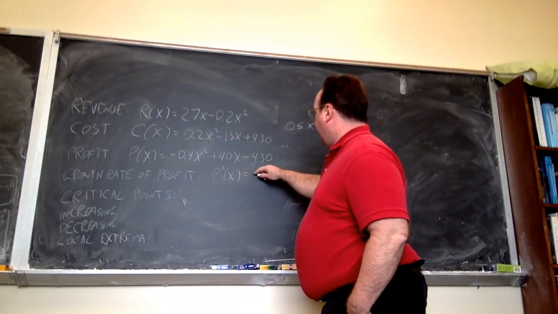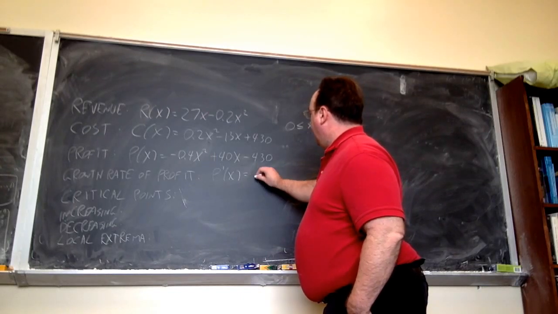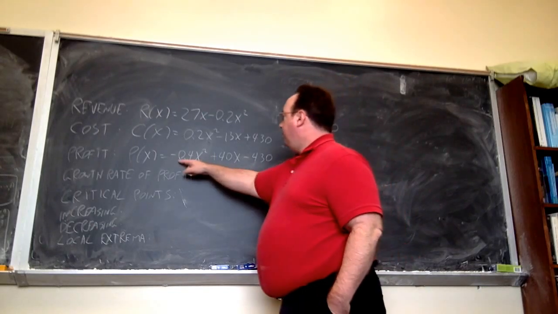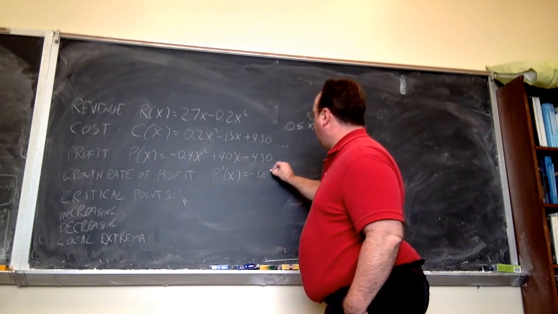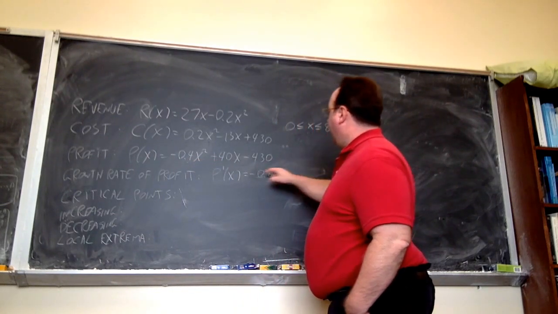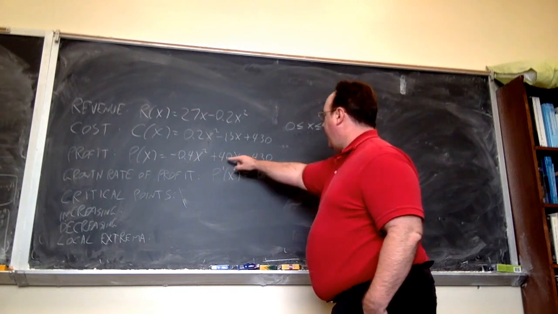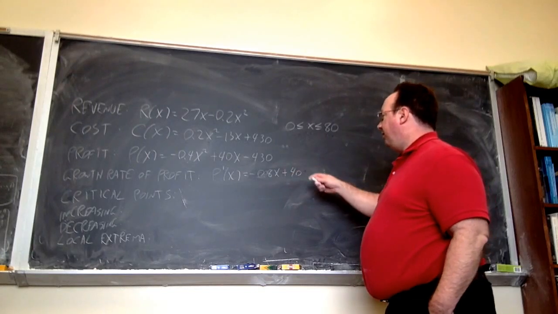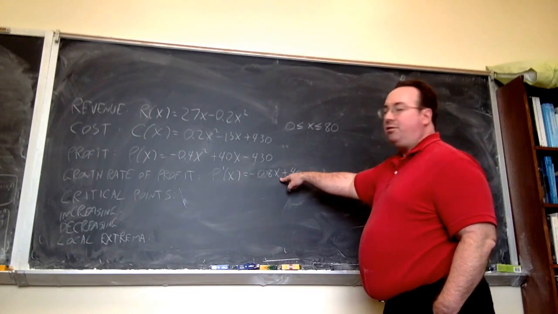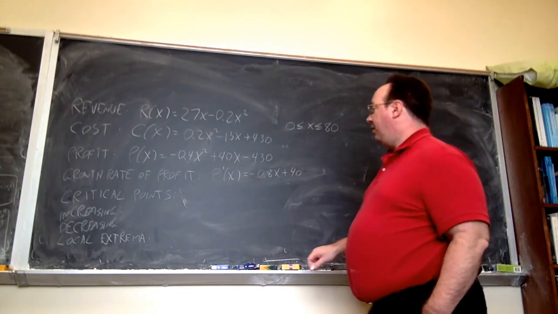So as I was saying, I have minus 0.4 times the derivative of x squared, which is 2x. So I have minus 0.8x plus the derivative of 40x, which is just 40. And then minus 430 as a constant, so that doesn't contribute anything to a derivative. So that's our derivative.